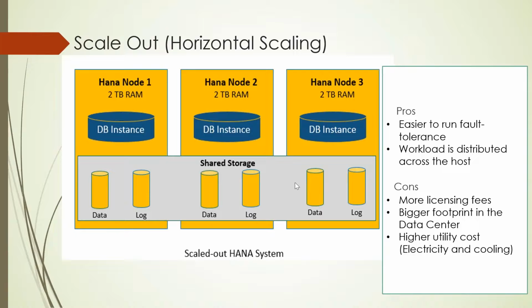To achieve good performance, we distribute the loads across the hosts by using the scale out, and you will get good performance in the scale out. There are more license fees, a bigger footprint in the data center, and higher utility cost. Electricity and cooling cost is more, because here you will have multiple systems. So electricity and cooling cost will be more as compared to a single node system. Fine. Any questions here?